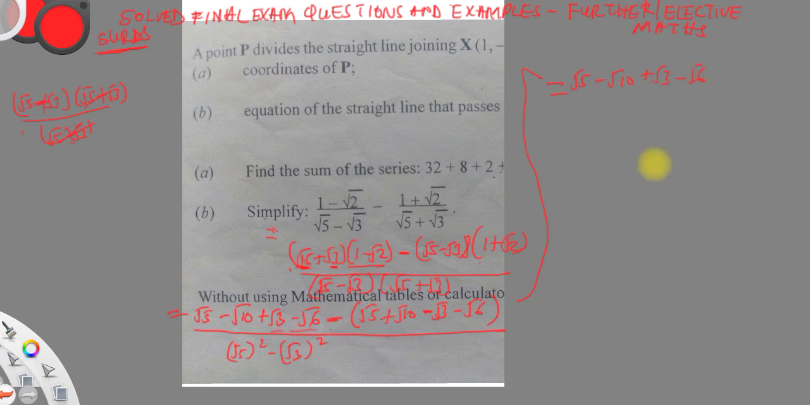Then we have minus. So this negative sign, we can take it inside. This negative sign is the same as -1 multiplying the whole thing. So negative becomes negative, and negative becomes positive. So this one will be negative square root of 5, and this one will be negative square root of 10.